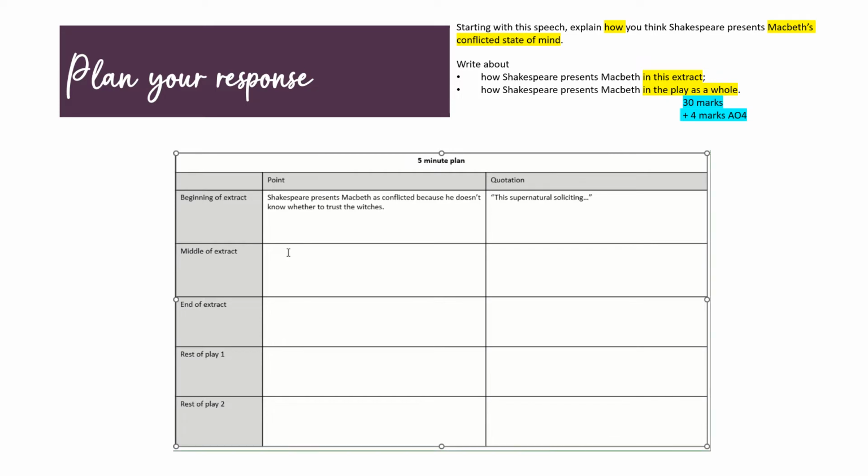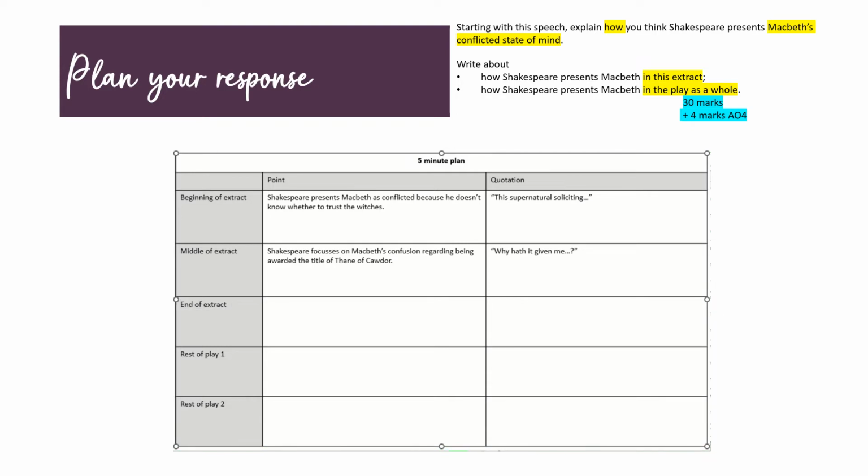Then I'm going to move down to the middle of the extract, and I'm going to look at this rhetorical question that he asks, as he says, why hath it given me earnest of success commencing in a truth? So what I'm going to put in here is that Shakespeare focuses on Macbeth's confusion regarding being awarded the title of Thane of Cawdor. Okay, and then when I'm analysing that, I can talk about that rhetorical question that he uses.